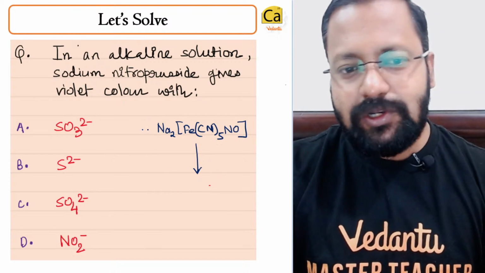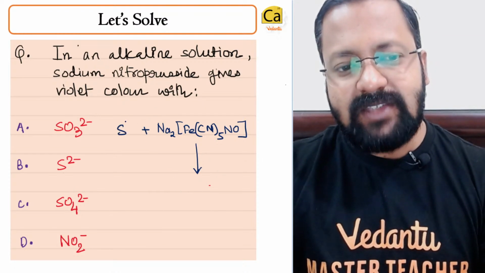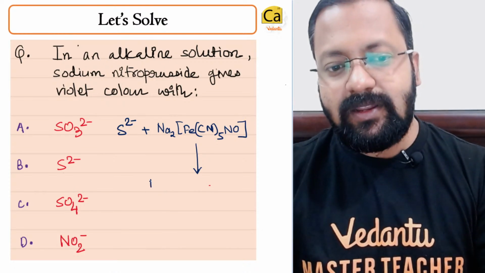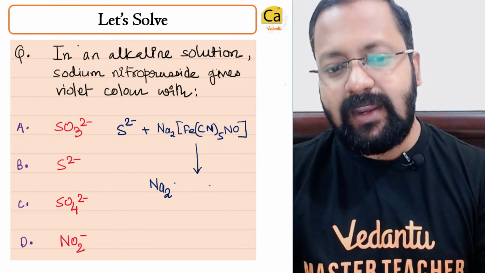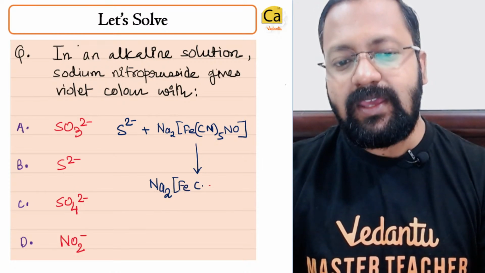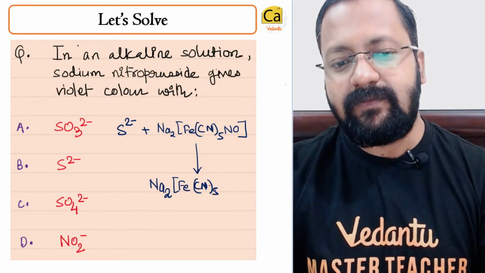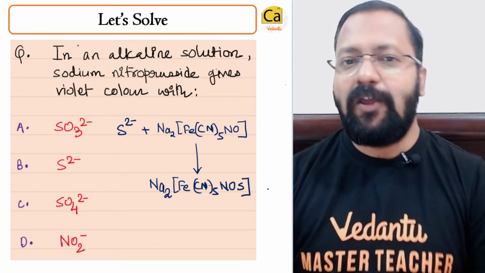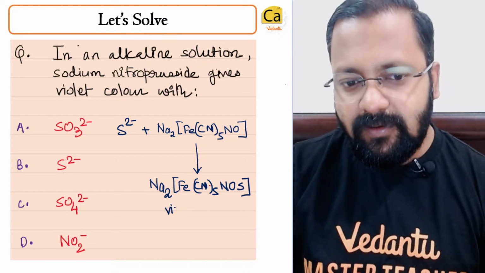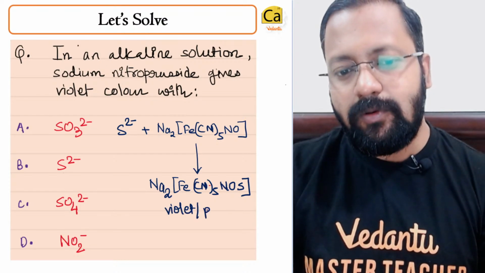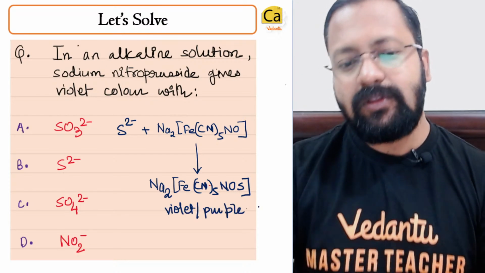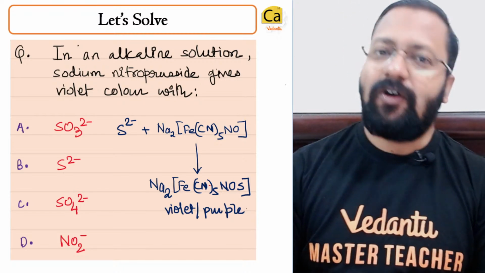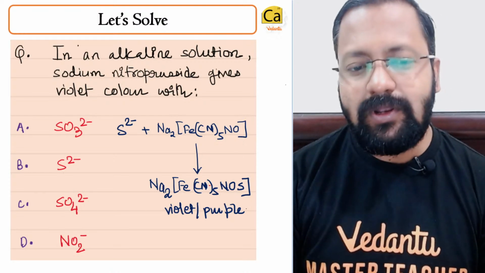The right answer should be sulfide. The reason is you will get Na2FeCN5NOS. Okay, this is violet or purple. You can call it violet or purple.